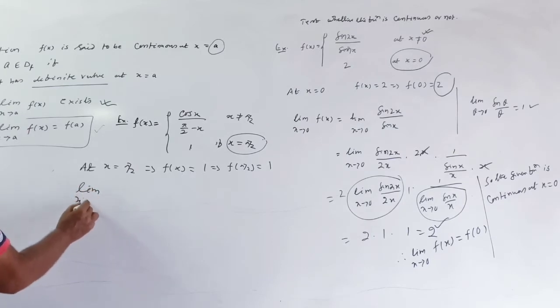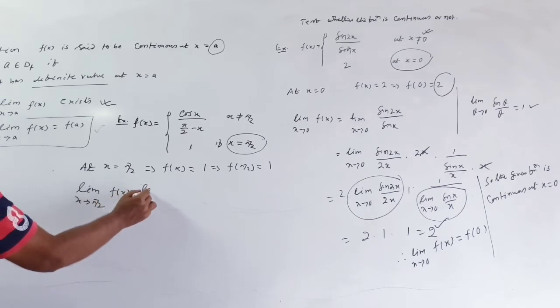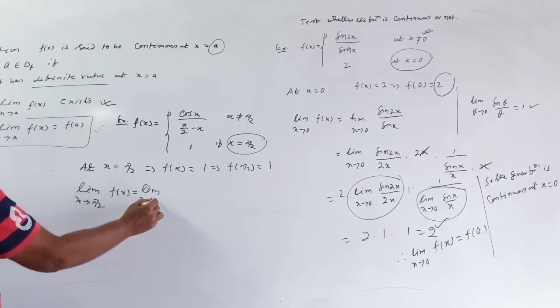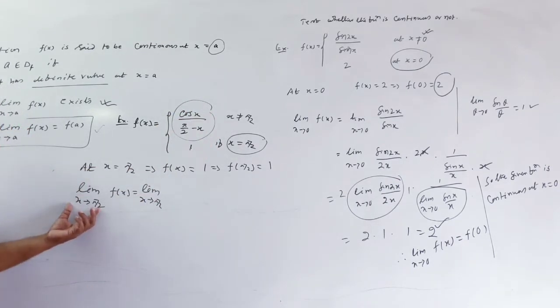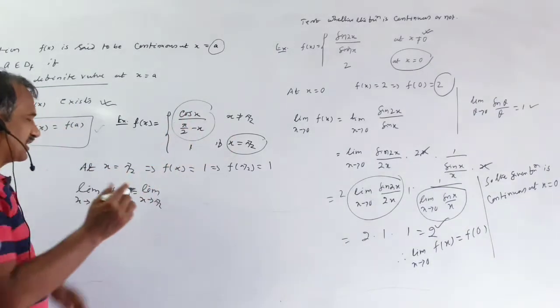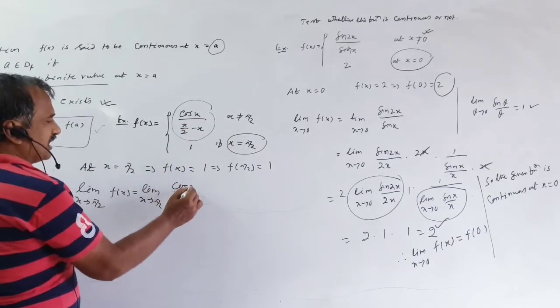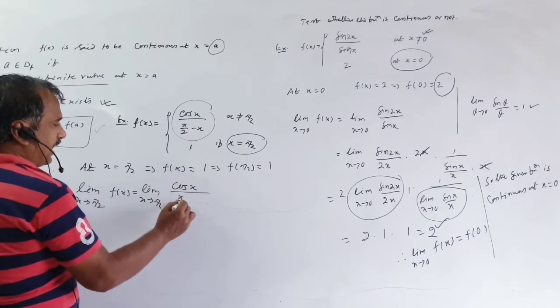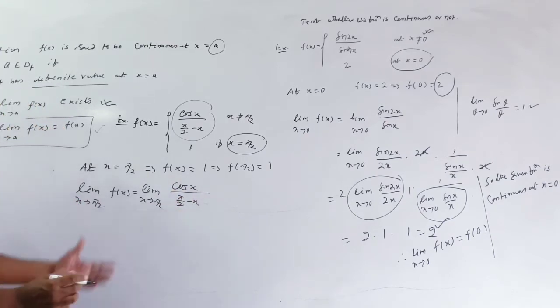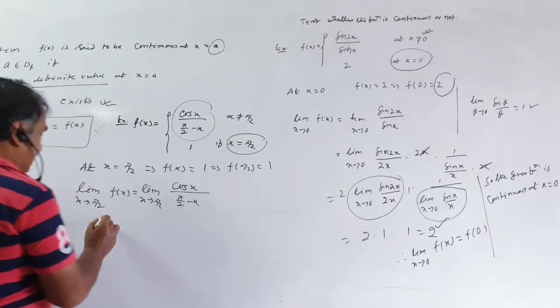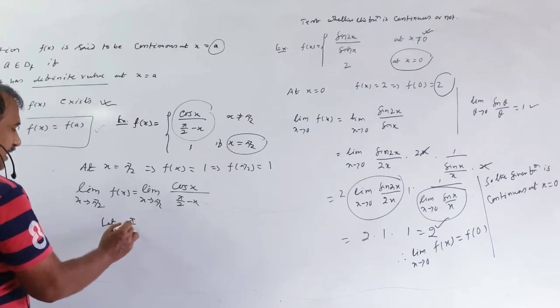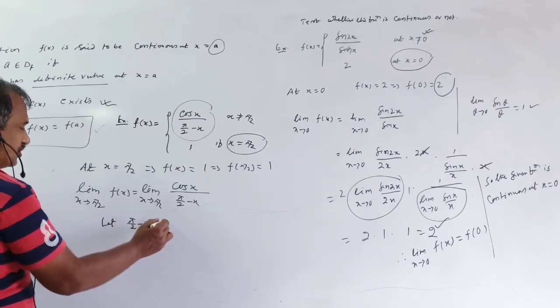Now for the second one, find out limit x tends to pi by 2 of f of x. What is f of x? Because x is not equal to pi by 2, very close to pi by 2, in this case it is cos x by pi by 2 minus x. So what is the limit value of this one? Let pi by 2 minus x equal to theta.